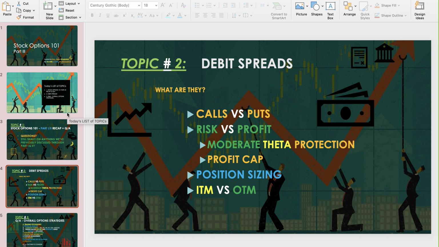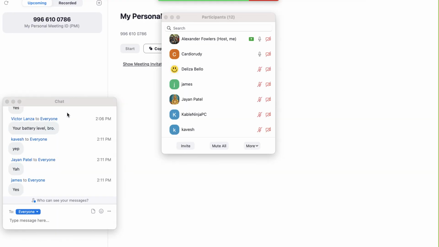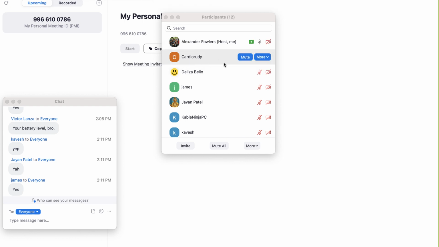All right, so debit spreads. Does anybody here have any experience with trading debit spreads, and would like to let us know what you know about debit spreads so far? How's it going, Cardio Rudy? I'm sorry I didn't catch that. No. Okay. Do you know what they are? Do you have an idea of what they are? Fairly new to options. Okay.